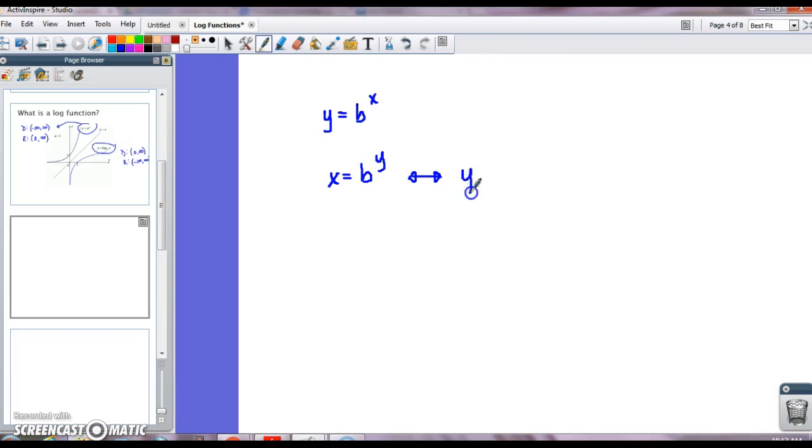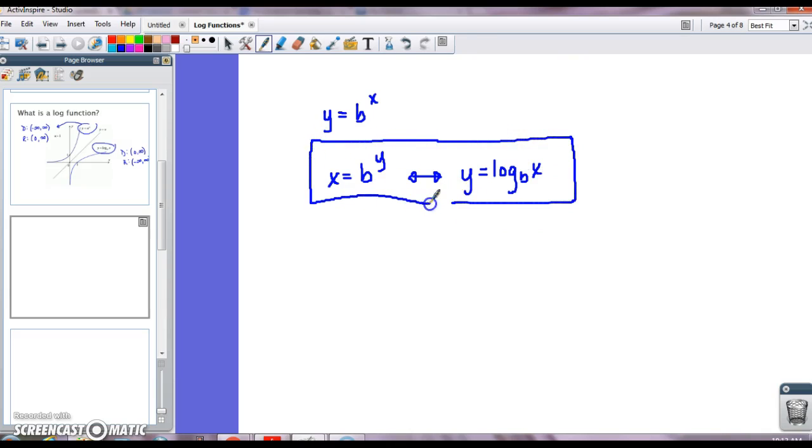So y is the exponent, but I'm not going to write the word exponent. I'm going to use the word log. It's just another word for exponent. So y is the exponent of base b that gives you x. These two equations are equivalent to each other, and that's what a log function is. So this is exponential form, this is log form.